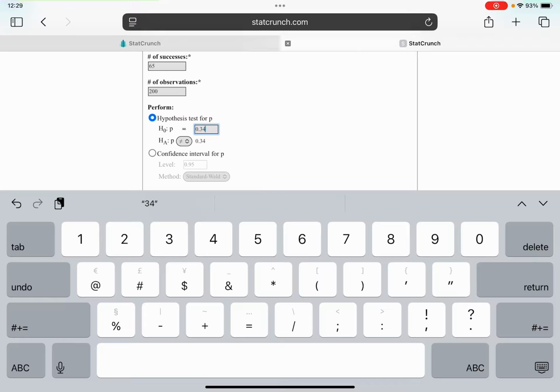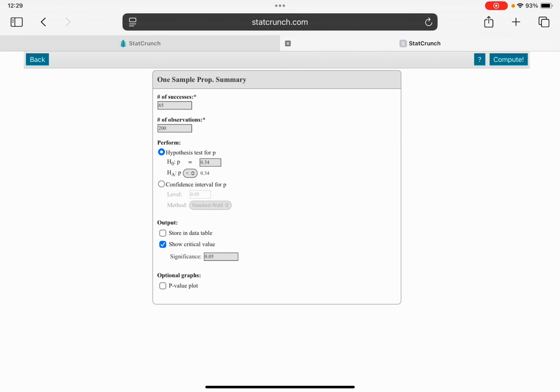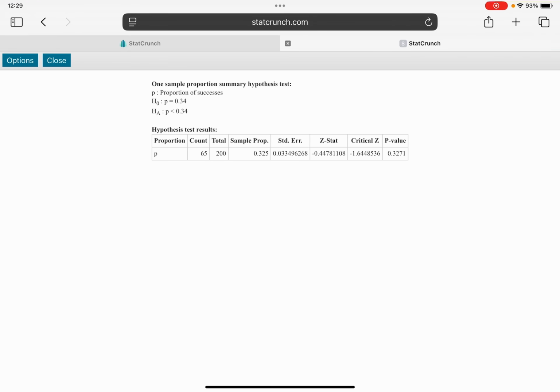And then the HA, that symbol was a less than symbol. I always like to show that critical value because you never know what my math lab wants. So that will be the setup for this. That's it. And then I hit compute, and I should get a similar answer, not an exact same answer. So what does it give me? It gives me the z-stat. Yeah, that's what we got, negative 0.45.